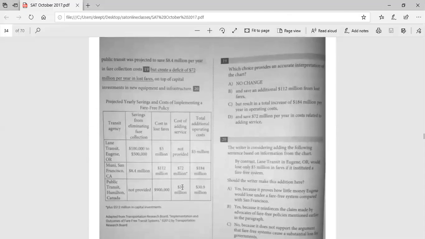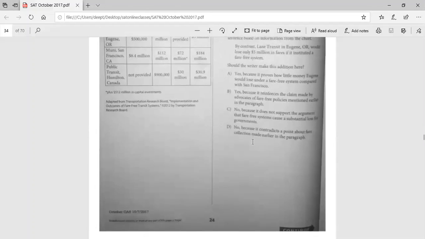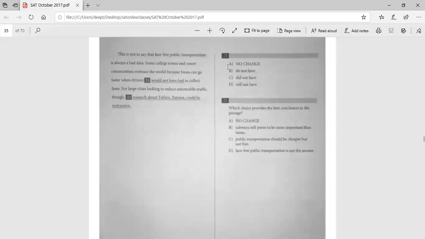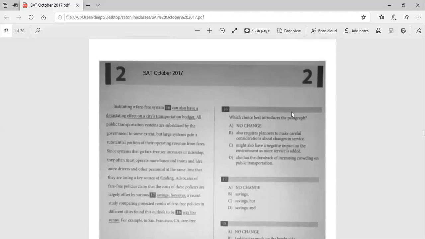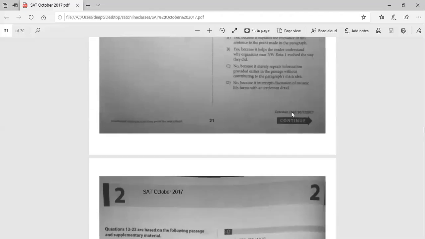So when I say a graph, it could be a table, it could be a pie chart, it could be any information. So how to solve questions based on this. There are different types of questions based on this. So there are 2 questions based on this. And then the final 2 questions based on, again, grammar and conclusion, which we haven't done in the previous videos. All right. So this second passage of this test, question number 12 to 22, is what we're going to solve.